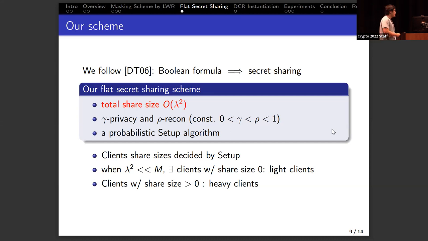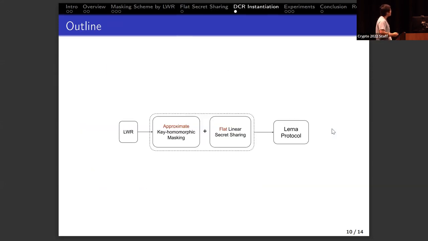And finally, our secret sharing has a probabilistic setup algorithm, and it only achieves correctness and privacy statistically, but not perfectly. Specifically, for any subset of the shares, correctness and privacy may fail with some negligible probability over the randomness of setup. Finally, note that our total share size is lambda squared, which is independent of M. So when M is much larger than lambda squared, there will exist lots of clients that have share size zero, and we call those light clients. For the rest of the clients who have non-zero share size, we call them heavy clients. And in our experiment, we'll benchmark those separately. So this completes the instantiation under LWR.